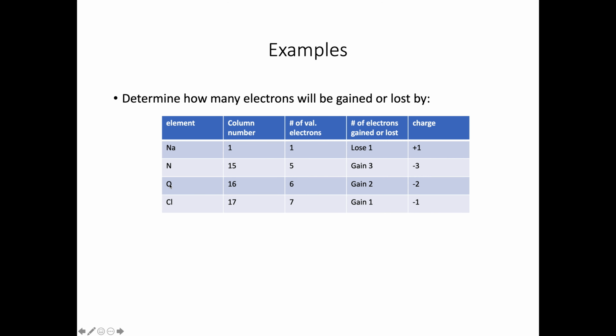Oxygen is in group 16, 6 valence, so we're trying to get to 8 or to 0. So either lose 6 or gain 2. Well, it's going to gain 2. Remember, electrons are negative. Chlorine is in group 17, the same idea. So here's some more. Try these on your own. Hit pause.